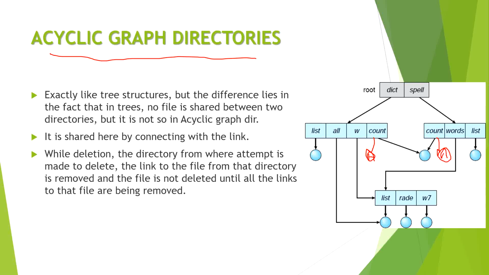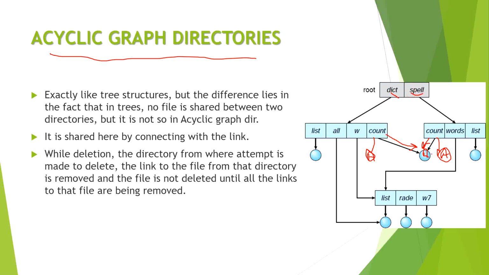So what is happening is that it is using redundant memory, allocating extra memory. What we can do instead is directly give a reference to that file. This is the reference we are giving, and in this way sharing between the directories is done. So let's say this is the file which is being shared between two different directories. These two directories are not the same; this count and this count are under different directories. One is under dict, the other one is under spell.